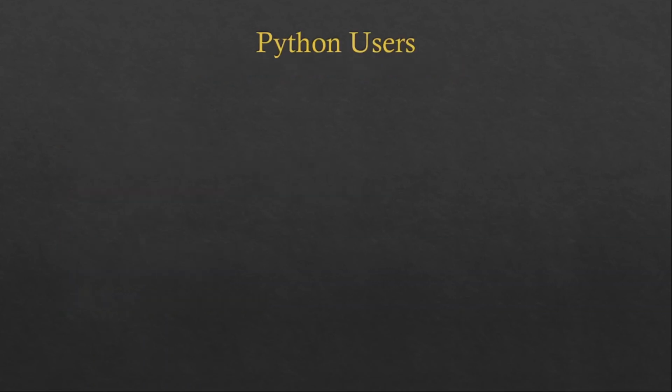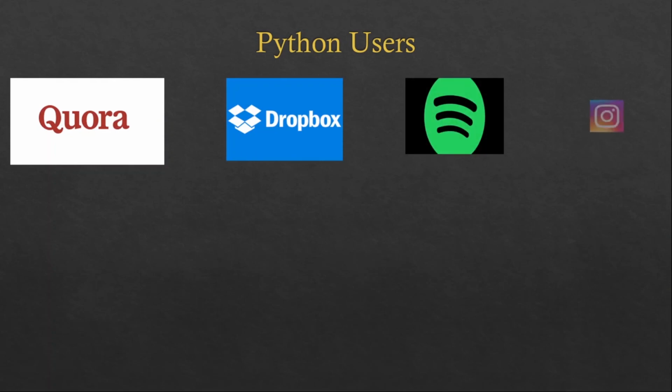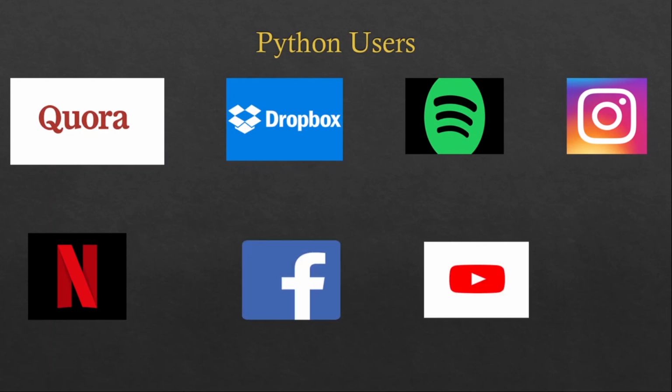So, a little bit of motivation here. There are some large companies that are based on Python. Quora.com, Dropbox, Spotify, Instagram. Yes, Netflix is totally based on Python. Some parts of Facebook are also based on Python, and YouTube as well. So in the next lecture, we will install Python and see how to code.